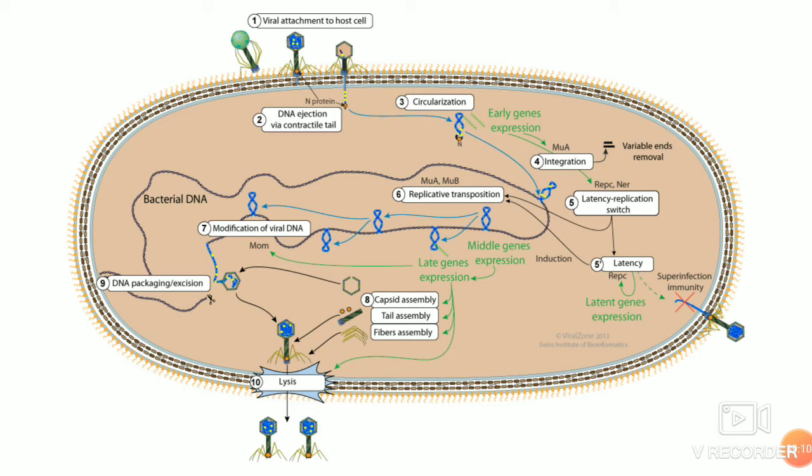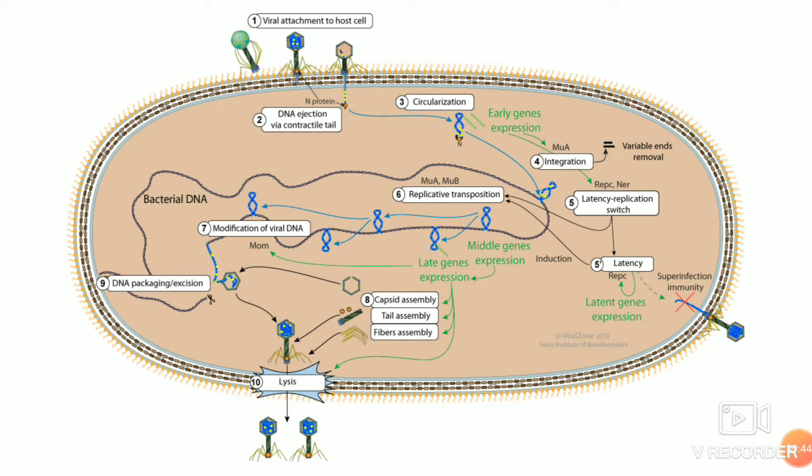The third step: the important proteins are the N proteins, that is the early gene expression protein, which is present in the virion, is ejected with and binds to the viral DNA in order to circularize it. The DNA is thus protected from the host nuclease. Once the circularization happens, the DNA is not degraded. It is present as a circular DNA molecule.